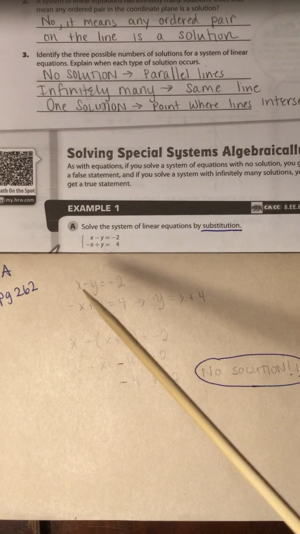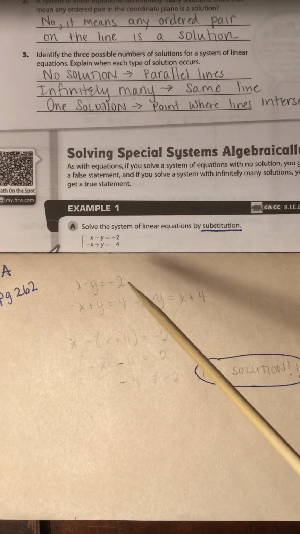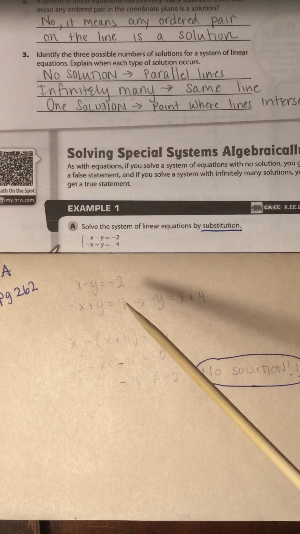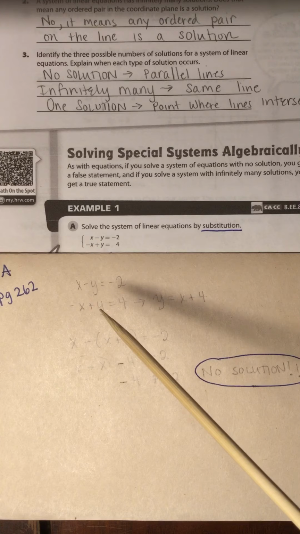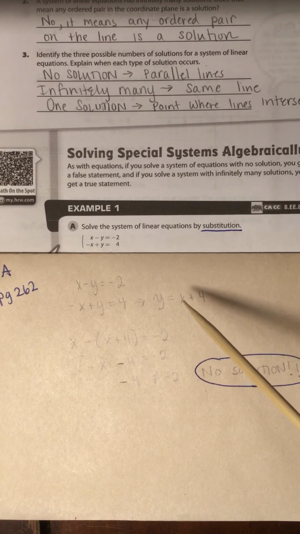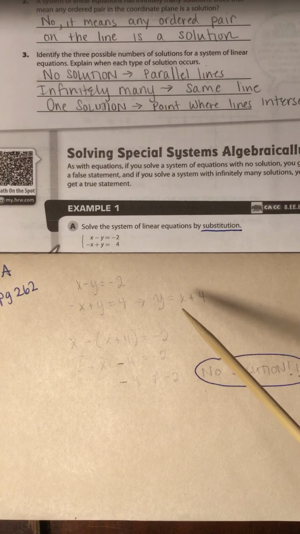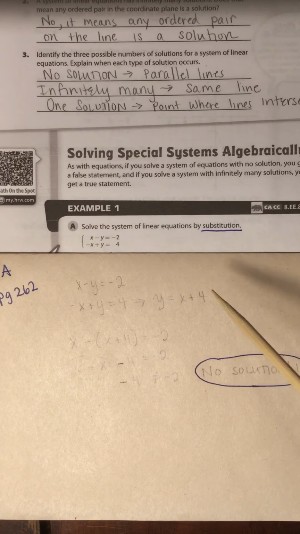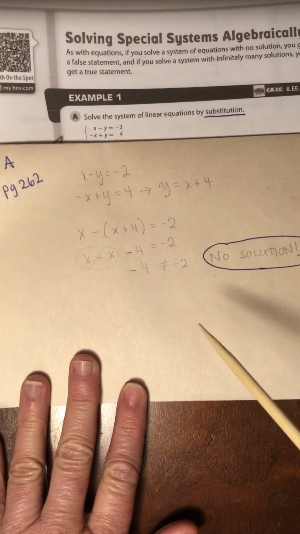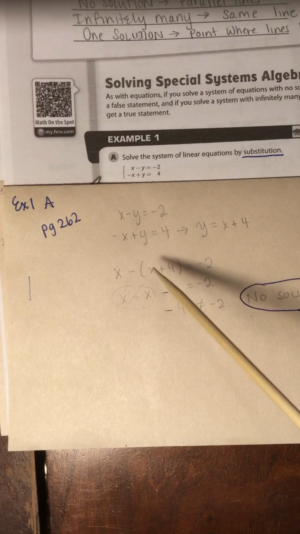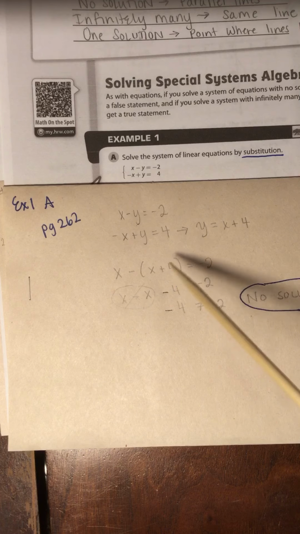So our first equation is x minus y is equal to -2, and the second equation is -x plus y is equal to 4. I'm choosing to get y by itself, so I'm going to add x to both sides, and then I have my equation y is equal to x plus 4. So inside my parentheses here, in place of y, I'm going to put the equation x plus 4.